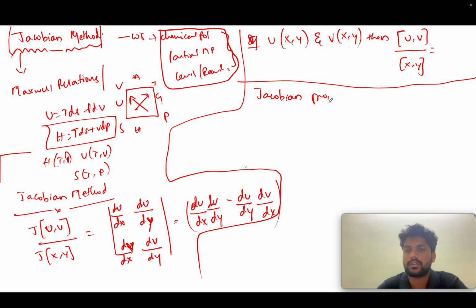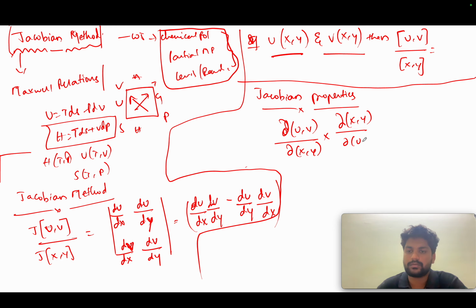Jacobian properties. So what it says is, if u is a function of x comma y and v is a function of x comma y, then the Jacobian of u comma v with respect to x comma y into the inverse is equal to 1.